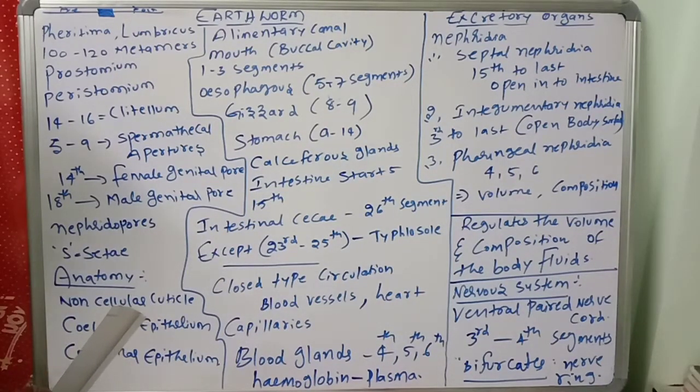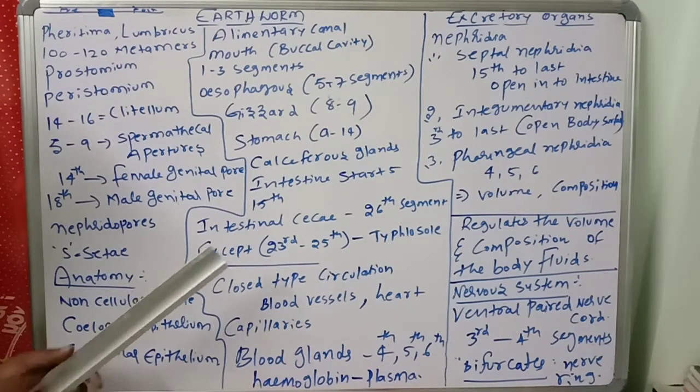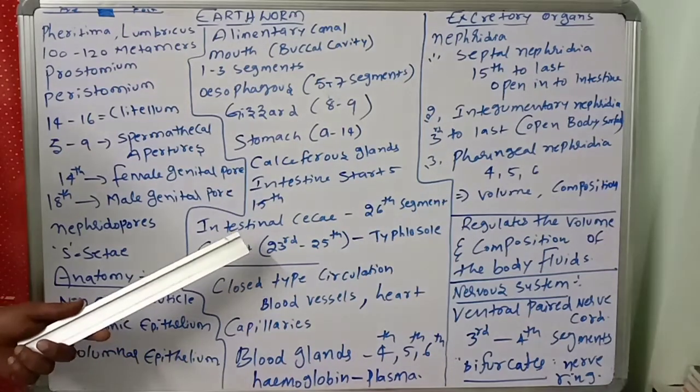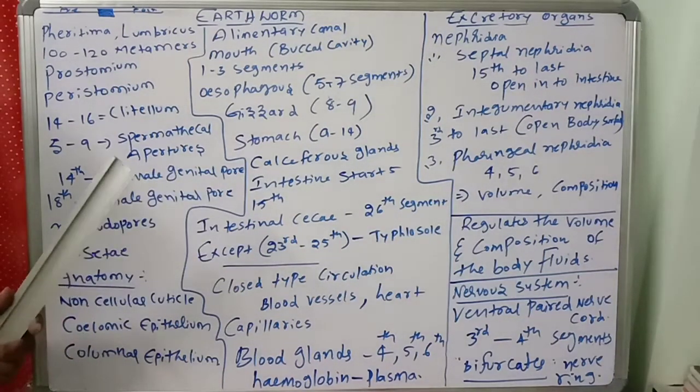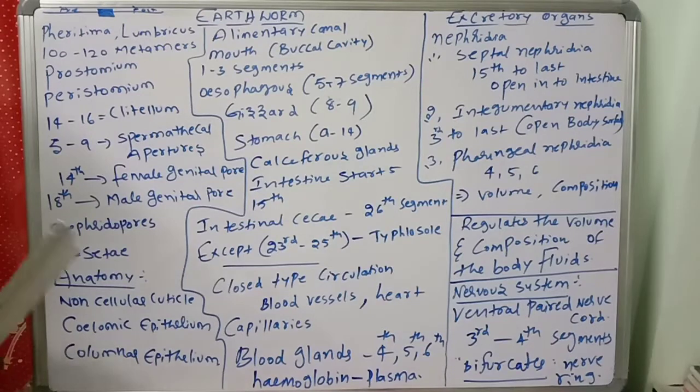So the ingested organic-rich soil passes through the digestive tract, where digestive enzymes break down the complex food into smaller absorbable units. The simple molecules are absorbed through the intestinal membrane and are utilized.